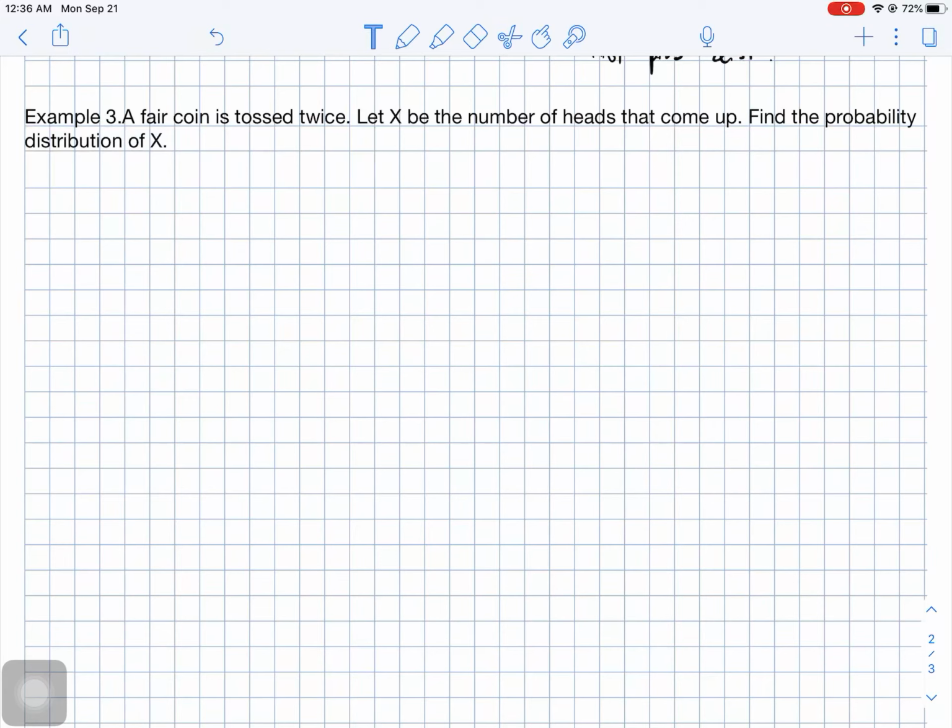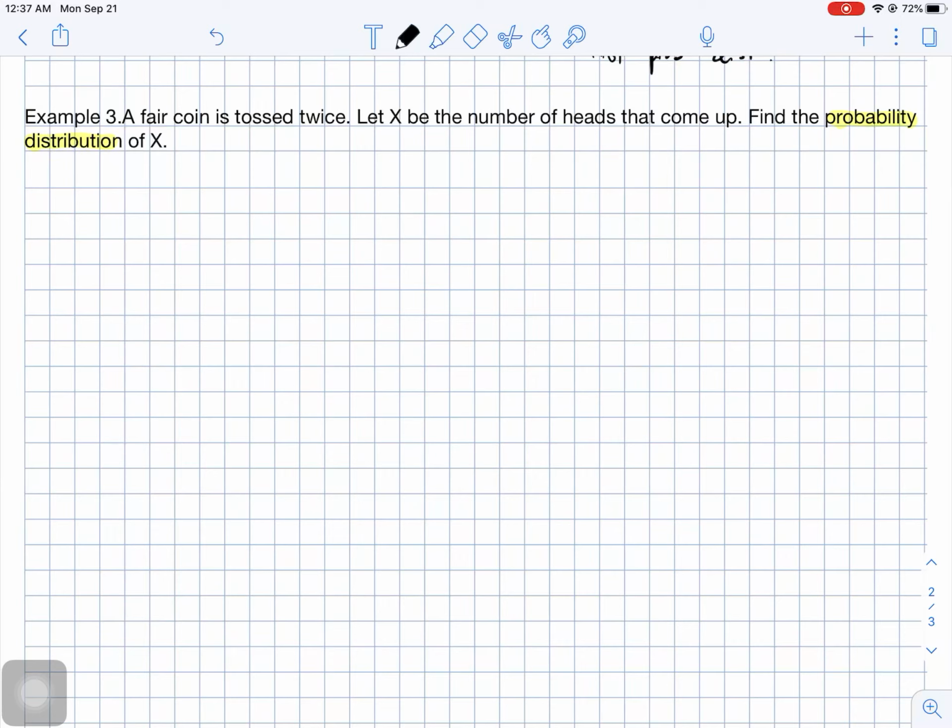Example number 3. A fair coin is tossed twice. Let x be the number of heads that come up. Find the probability distribution of x. So in this problem, they are asking us to find the probability distribution.